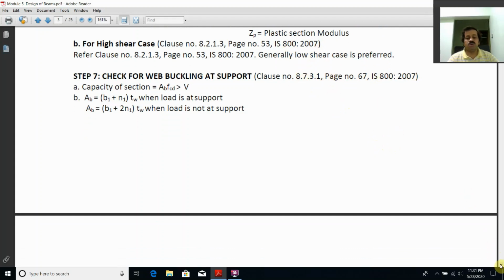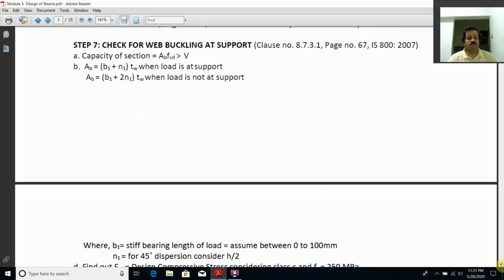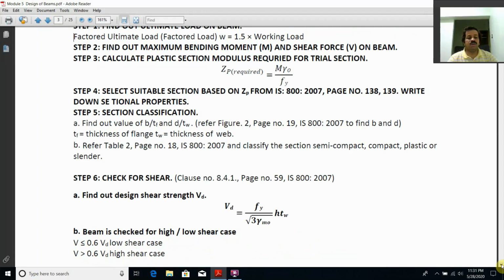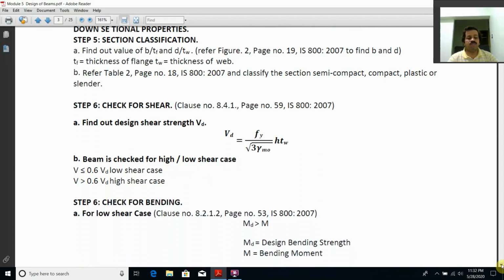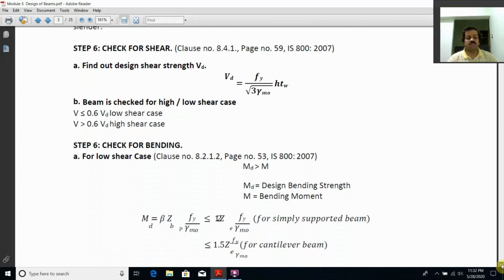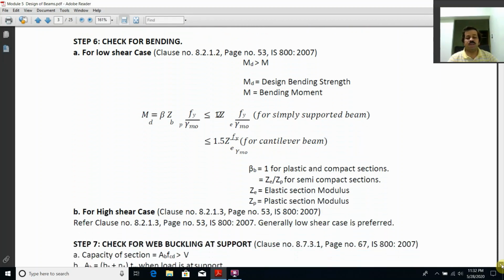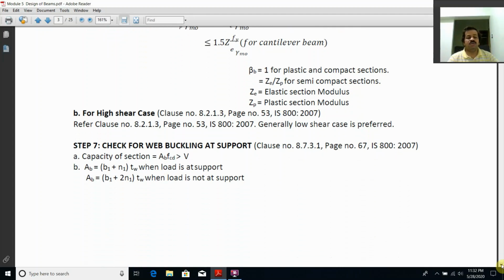So, what do you mean by web buckling? Generally we provide an I section, and in the I section the web is of a longer length and thinner. So the web will try to buckle, and it should be safe against web buckling.